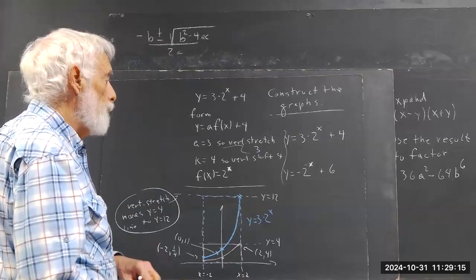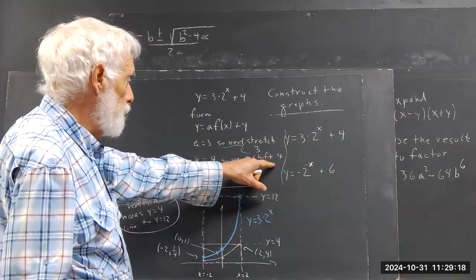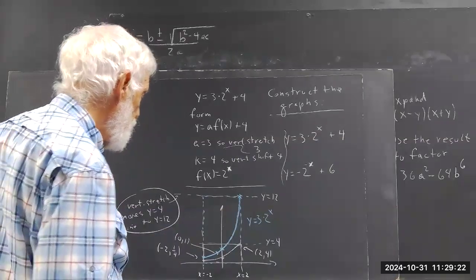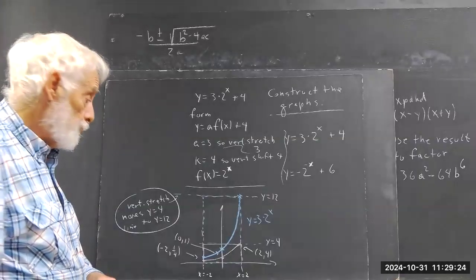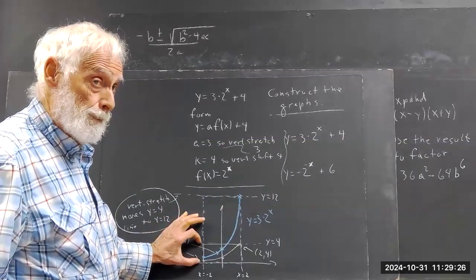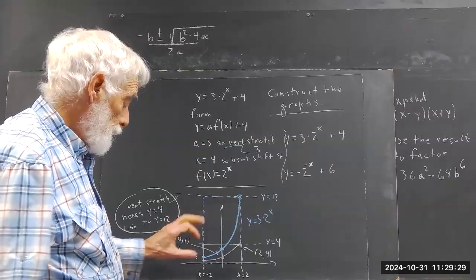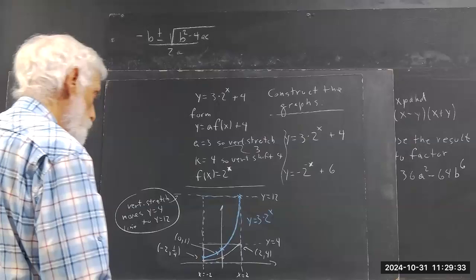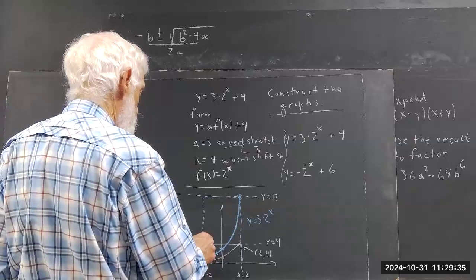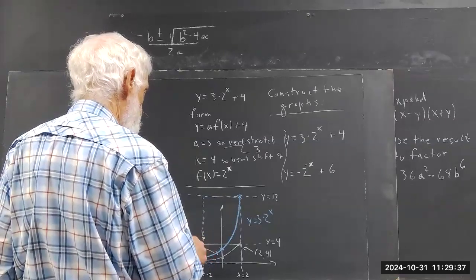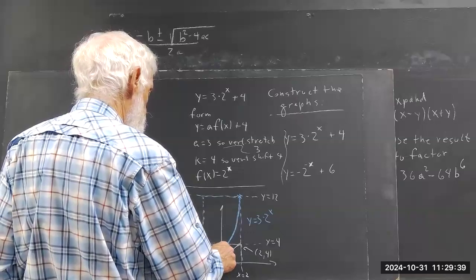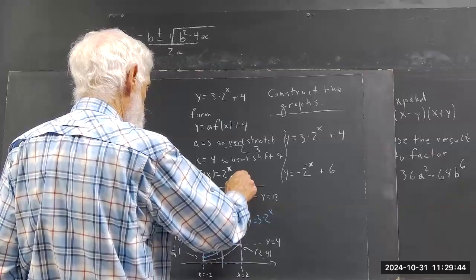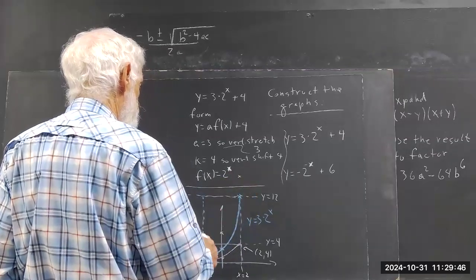Now we've got to do the vertical shift of 4 units. That means every point goes up 4 more units. How far is 4? On the y-axis, 4 is this far. So every point goes up this far. This point will go up to about here, this point about here, and this point about here.